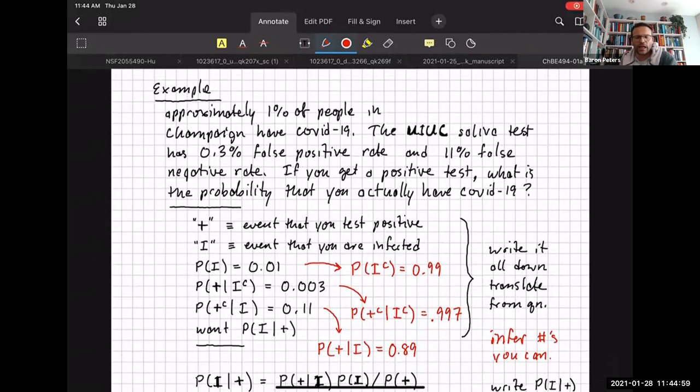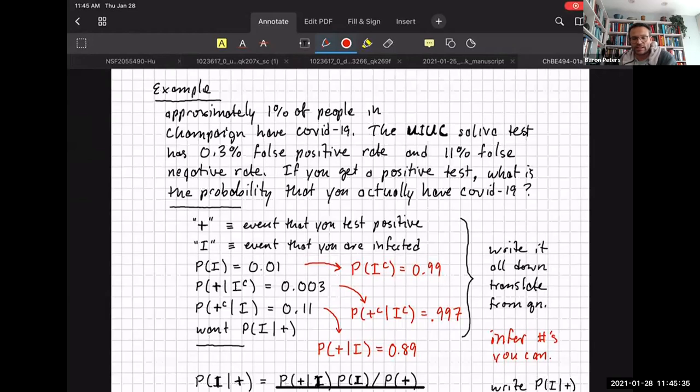1% of people in Champaign County have COVID-19. The UIUC saliva test has a 0.3% false positive rate. These are the real numbers. And it has an 11% false negative rate. What that means is that if you don't have the disease and you get a saliva test, there's a 0.3% chance that it will tell you that you have tested positive, which really would ruin your day. You have to quarantine and you didn't have the disease. There's also an 11% chance that it will not detect that you have it. And that ruins your roommate's day.